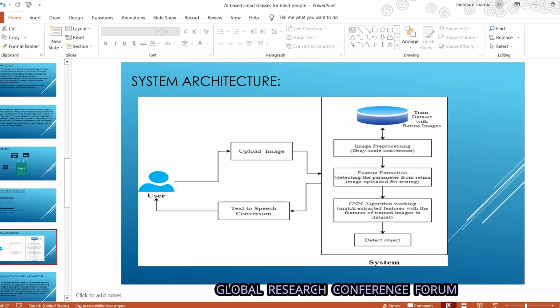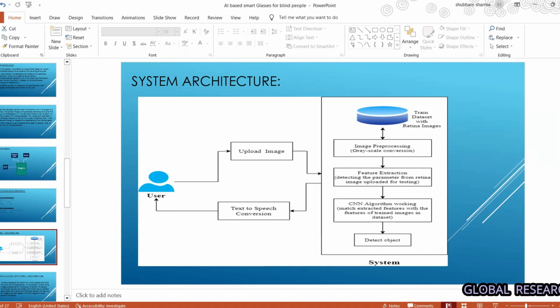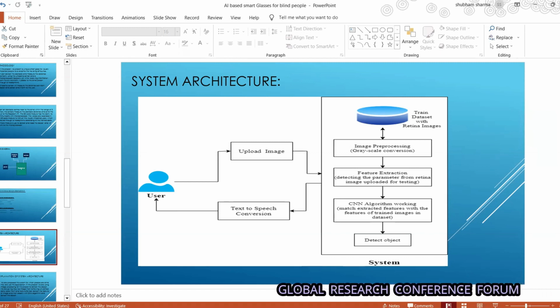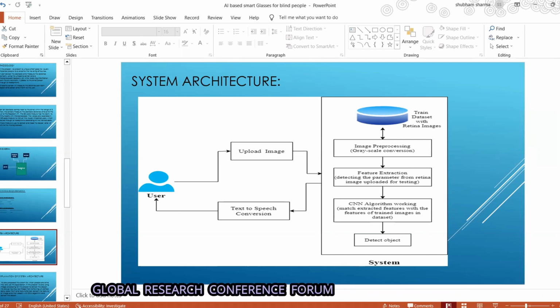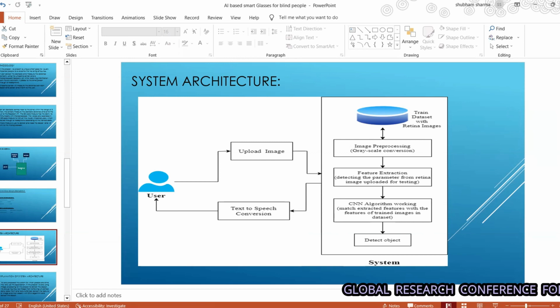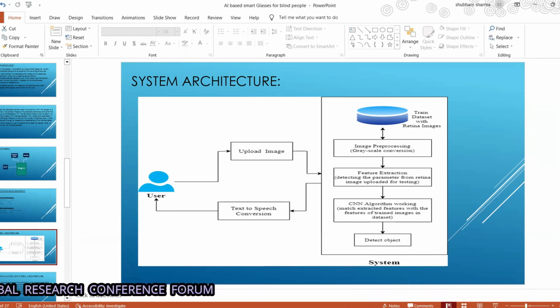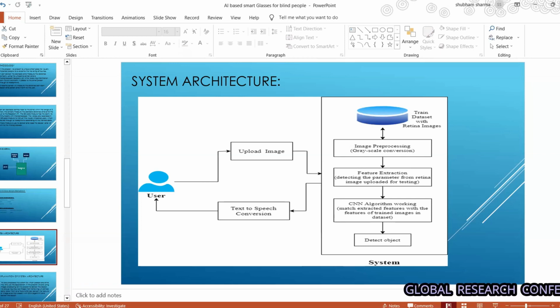So how will this work? The user has a camera module. After capturing an image, it will be uploaded to the database, and that image will be scanned in the database. If that data is present, then after text to speech conversion, the user will understand what the object is, and the blind person will understand what is in front of him.